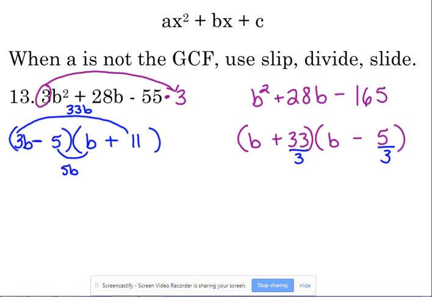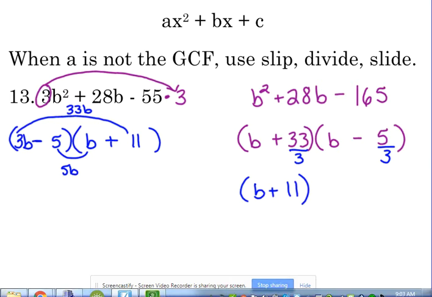Okay, so 33 is evenly divisible by 3, so that's good. We just reduce that. 33 divided by 3 is 11. 5 is not evenly divisible by 3, and we can't reduce it either. 5 over 3 is fully reduced.